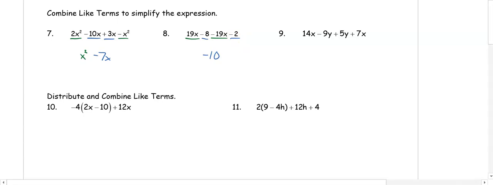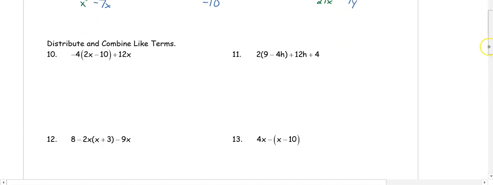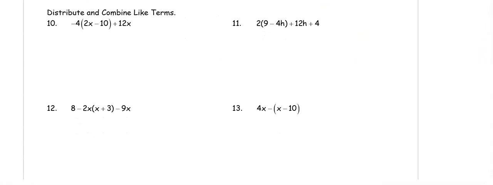In number 9, we have two x terms. We have 14x plus 7x, which is 21x. And then we have -9y plus 5y, which is -4y. Now we're going to combine those skills together to simplify completely.